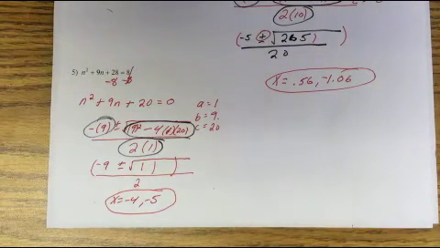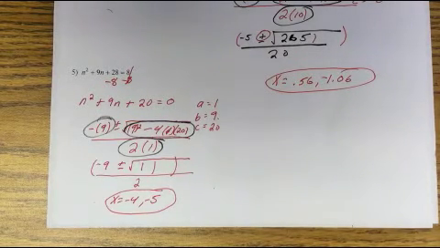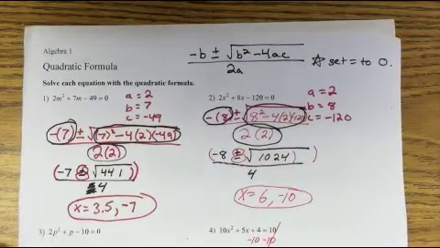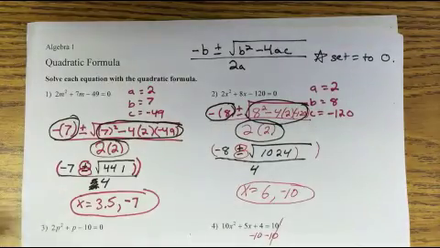In the next video, you are going to try some of these. Keep in mind to set it equal to 0. Identify your A, B, and C. Substitute those into the quadratic formula. Remember it. If you need to write it down, do that. And then all you got to do is simplify the formula, and then you get your answers.